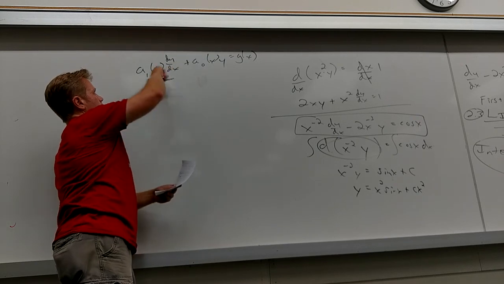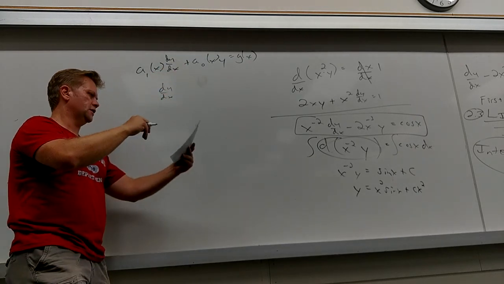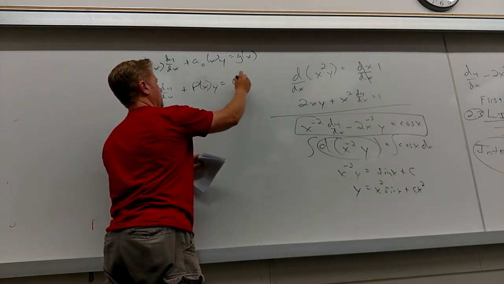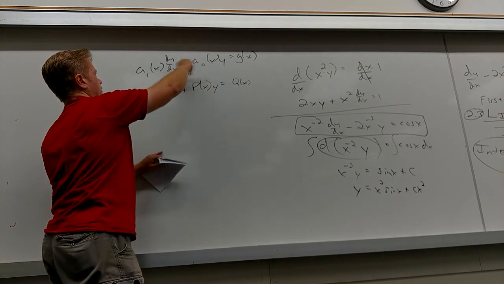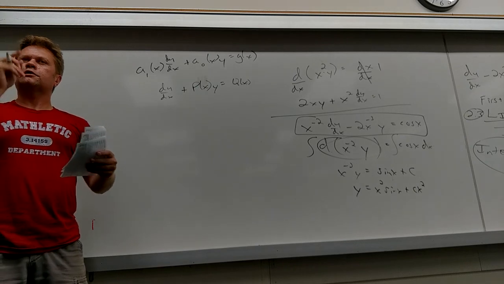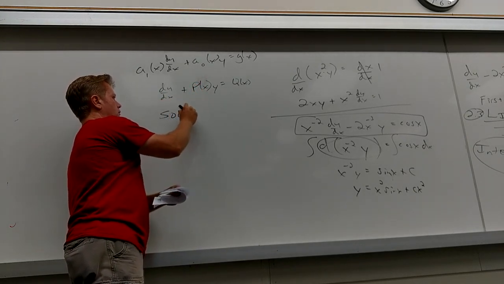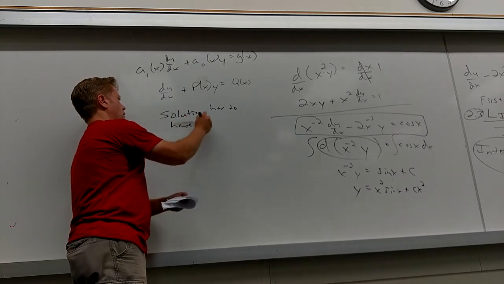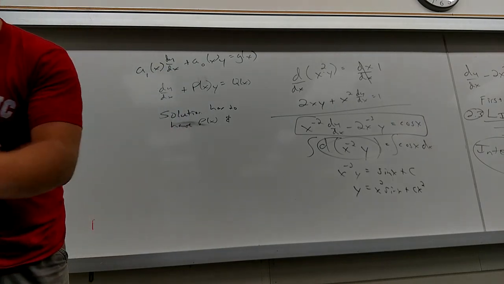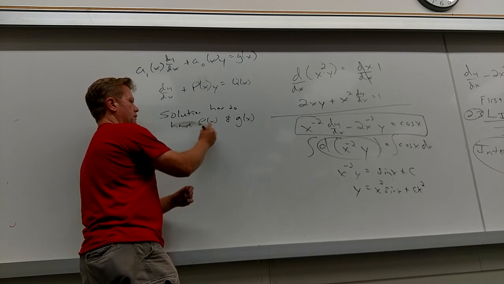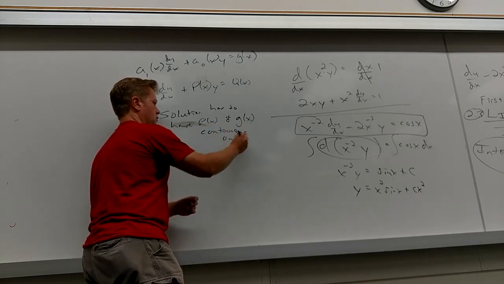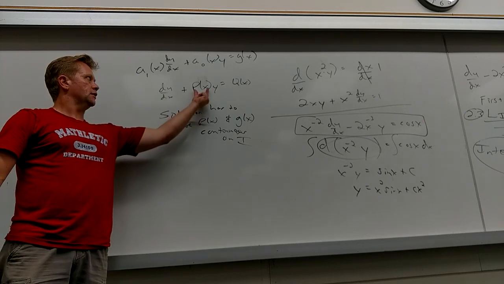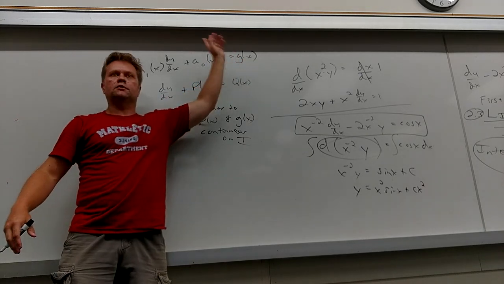So if I divide through by a1, I end up with... I don't know if you remember, we did this before. If I divide through by a1(x), and I call a0 over a1 a p, it becomes a new function. And the solution I find has to be continuous, so it has to have p of x and g of x continuous on some interval I. So whatever your solution is, the interval on which it works has to have this continuous on it, and this has to be continuous on it.